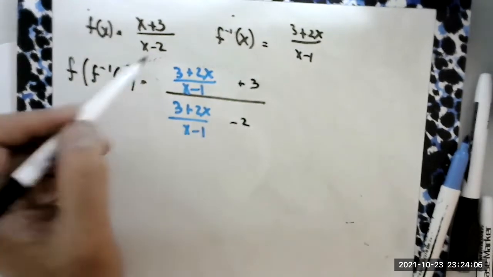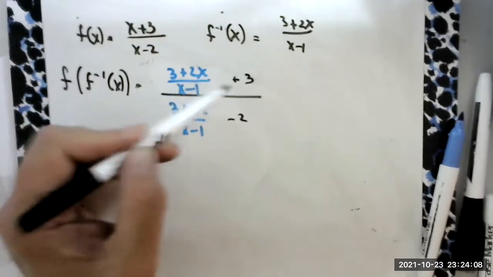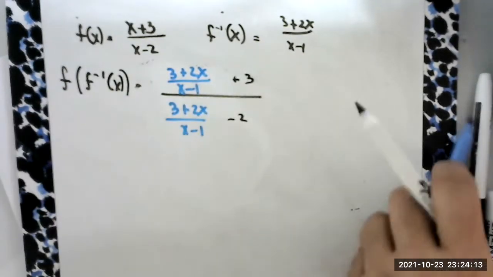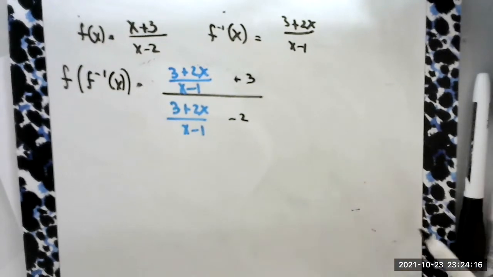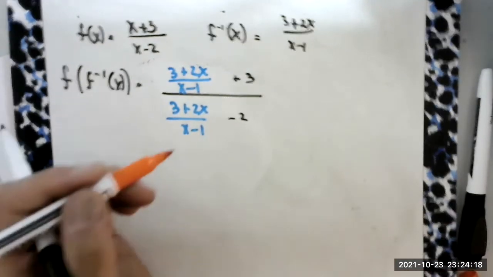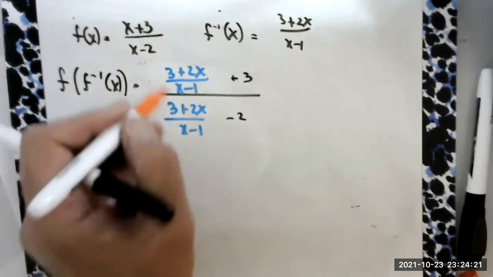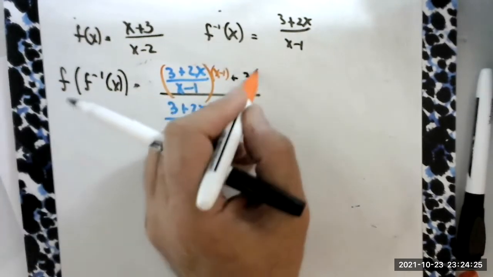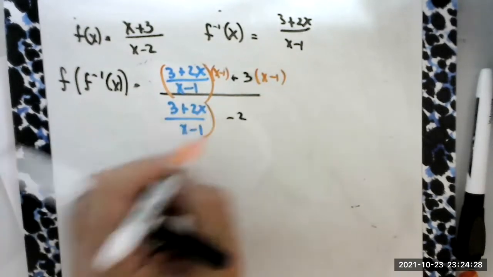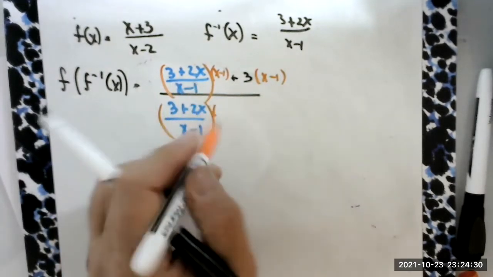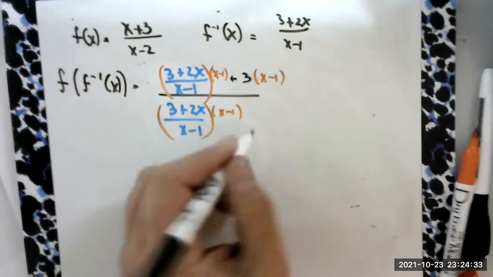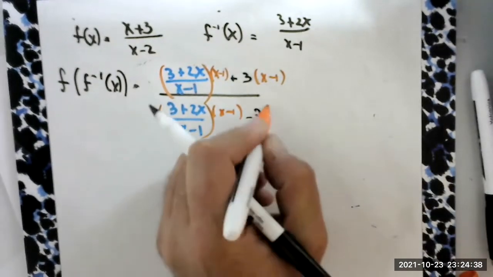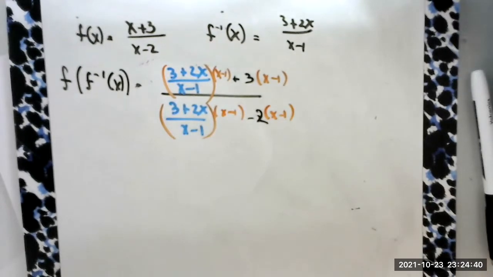Okay, that's the function, right? It will be input plus 3 over input minus 2. So how do I simplify a complex fraction in this case? We multiply by the LCD, which of course is x minus 1. So we proceed to multiply this term by x minus 1, this one by x minus 1, this one by x minus 1, and this one by x minus 1.